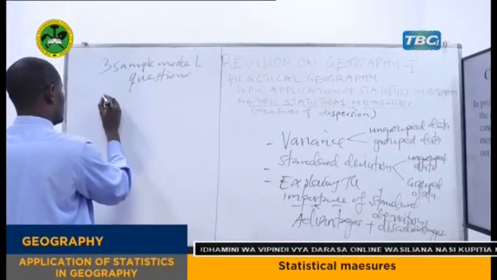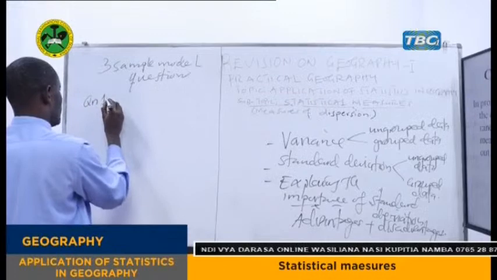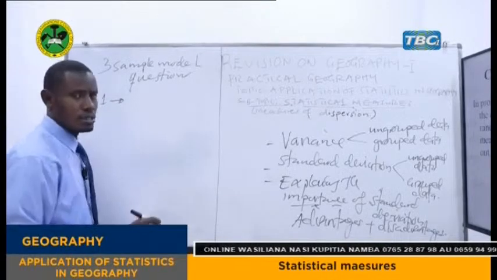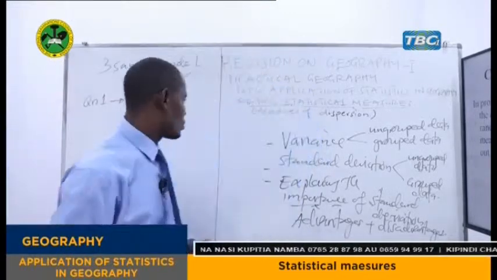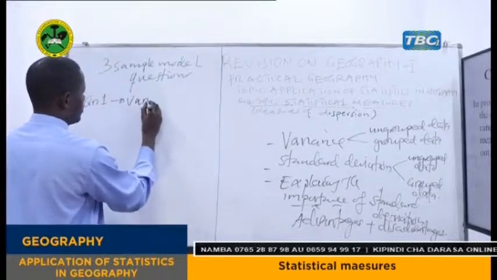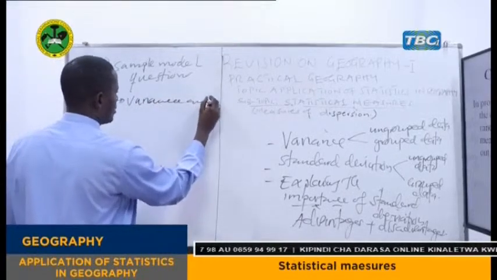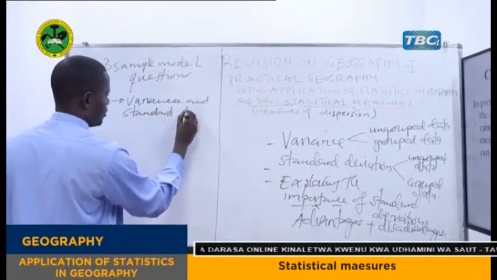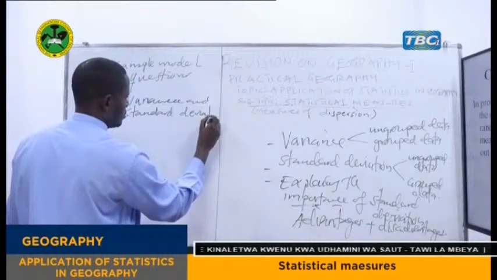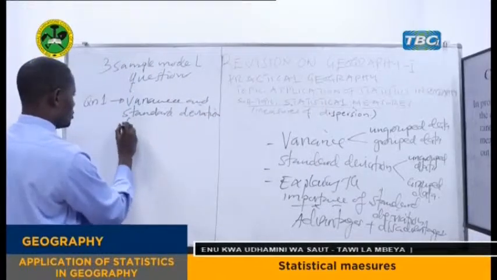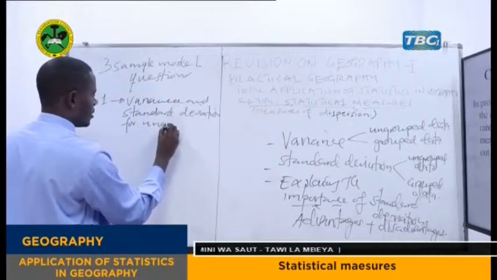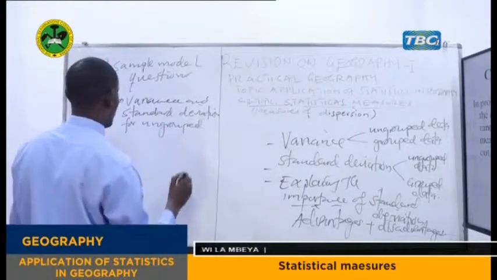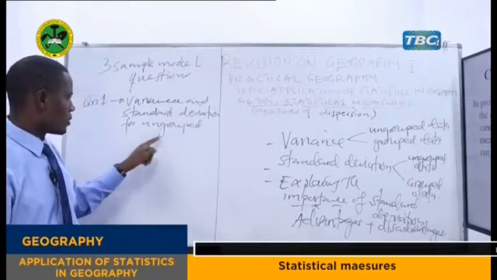The first question will be asking us to calculate the variance and standard deviation for ungrouped data. As we have said, we are supposed to find the variance for ungrouped data.